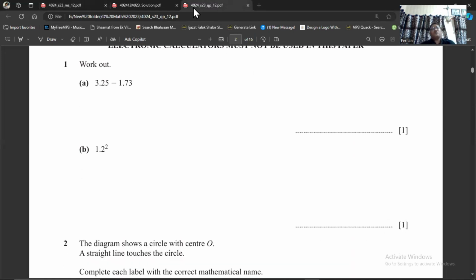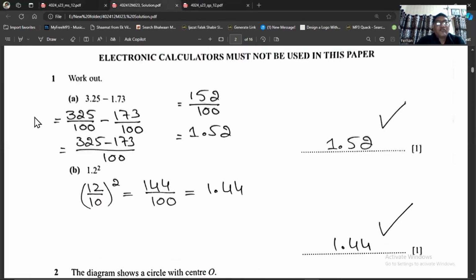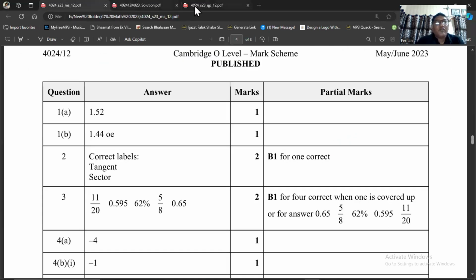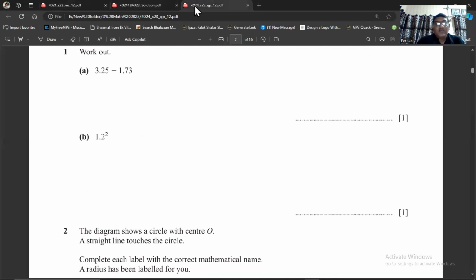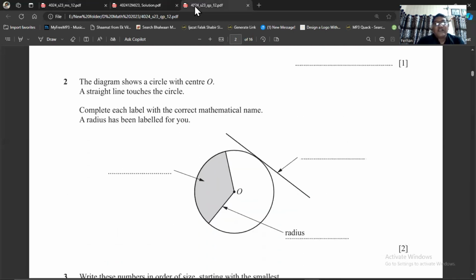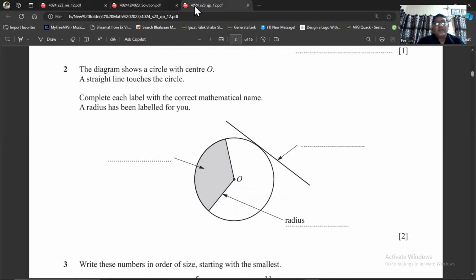It says 1.2 squared. 1.2 squared will be 12 by 10, squared. So 12 squared will be 144 and 10 squared will be 100. Then when you divide by 100, you move the decimal 2 steps to the left. So it will be 1.44. My answer is 1.44, which is right. So we are going to the next question, question number 2, coming up on your screen.